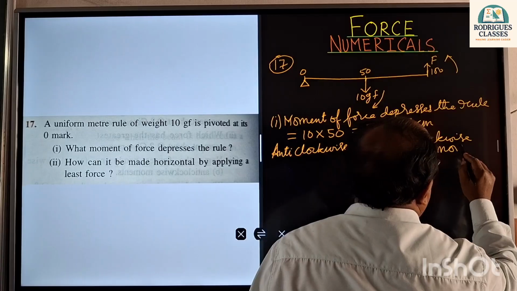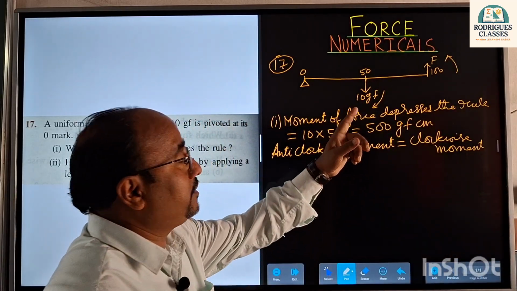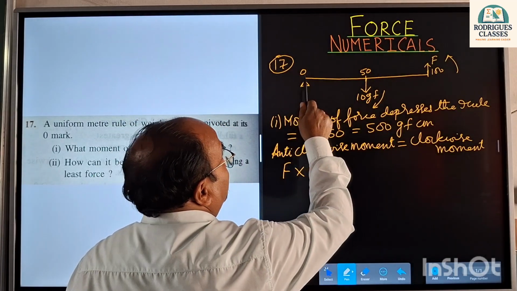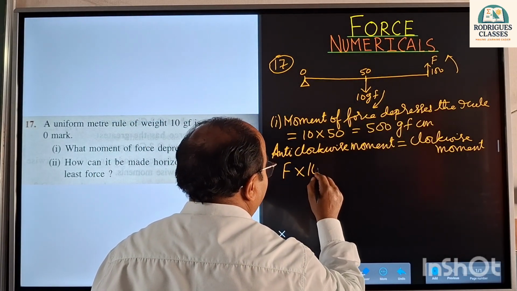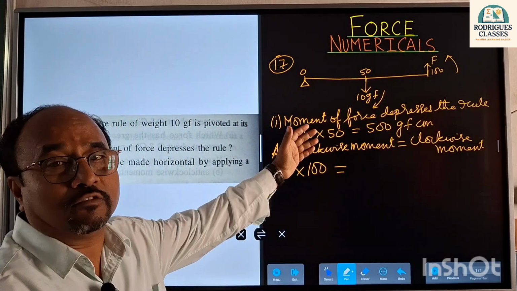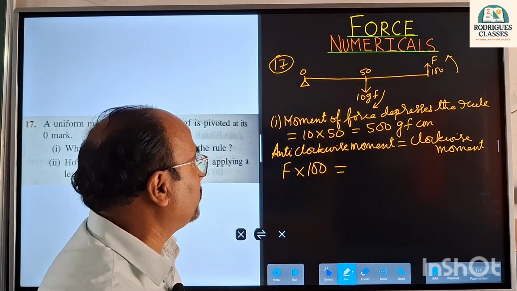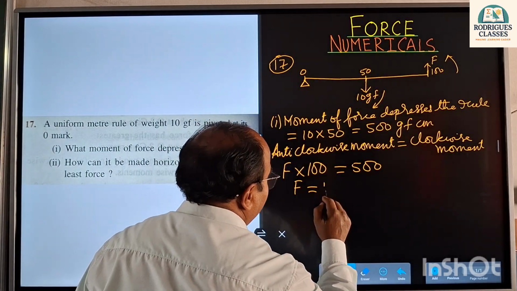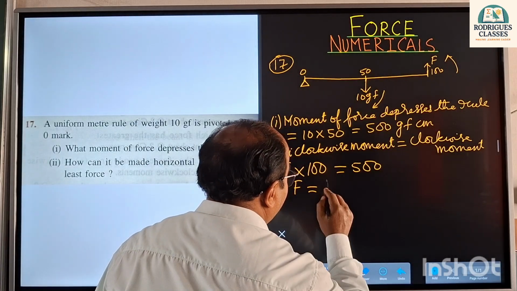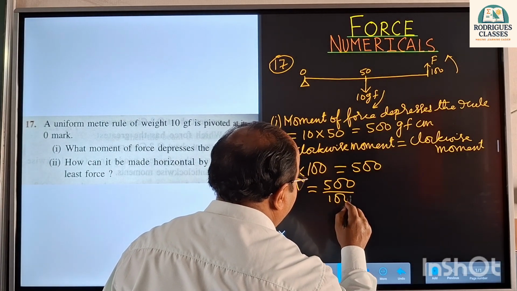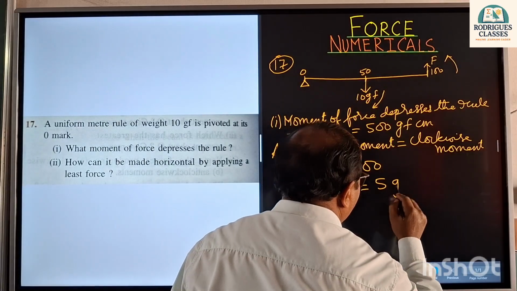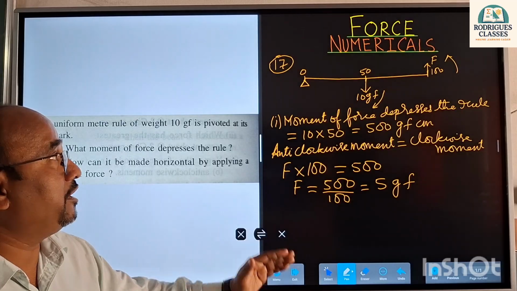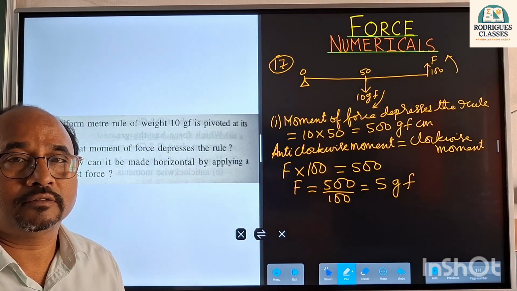the clockwise moment. Now for the anti-clockwise moment, the force acting there is F, so I will take F times the distance from the pivot point to 100, so it becomes 100. The clockwise moment was the moment which was depressing the rule, which we already know as 500. So F is equal to 500 divided by 100, which gives us 5 GF. So the least force required over here is 5 GF, which will balance this condition.